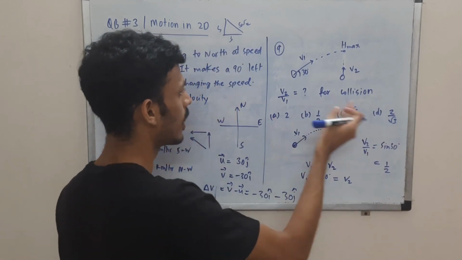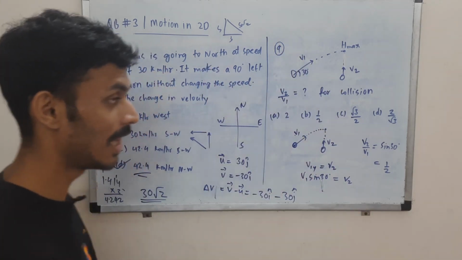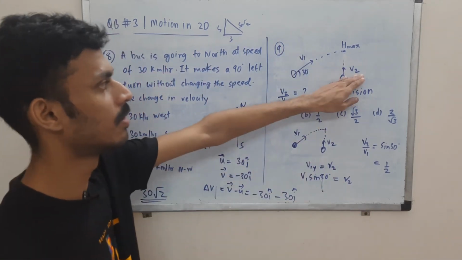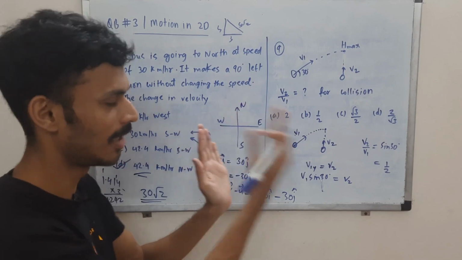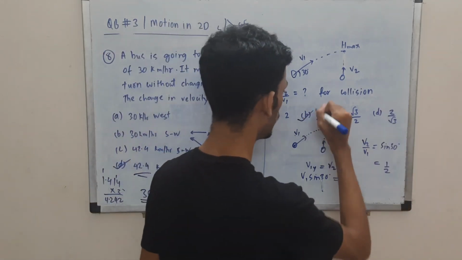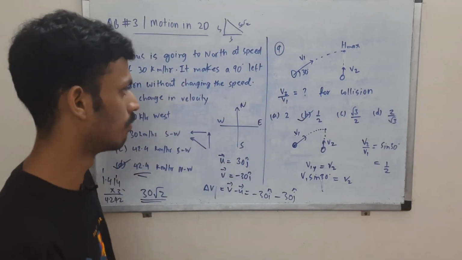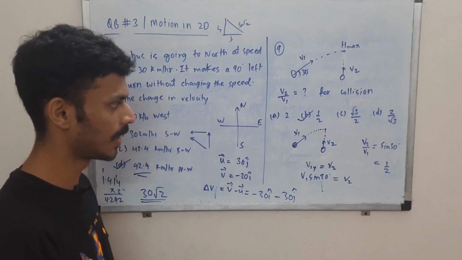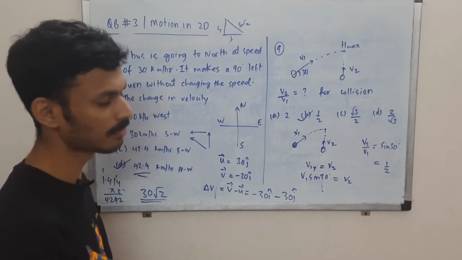So simple concept: the y component of both the projectiles had to be equal. Here v2 is directly in the y direction, there is no x and y component. So the correct choice is option B, half. That is the ratio for collision.